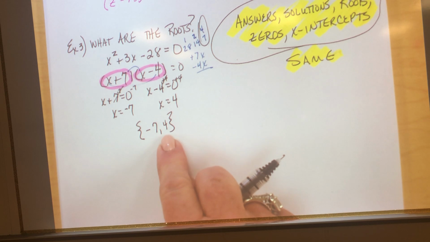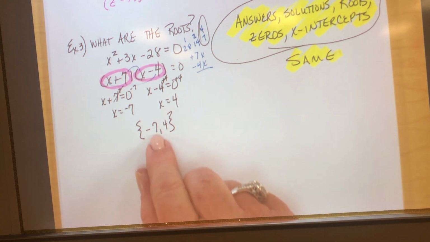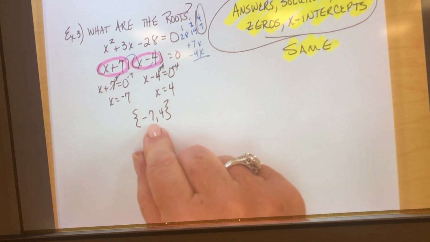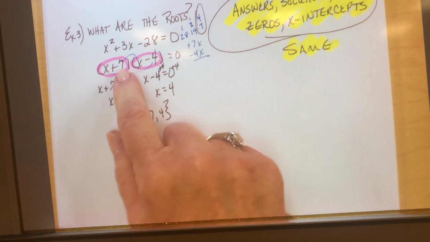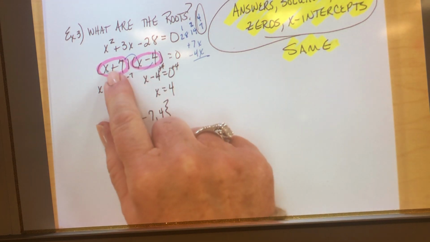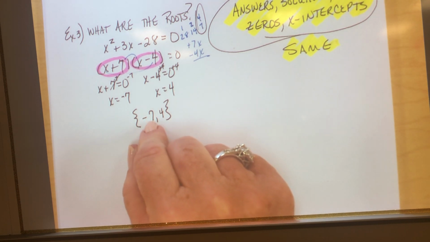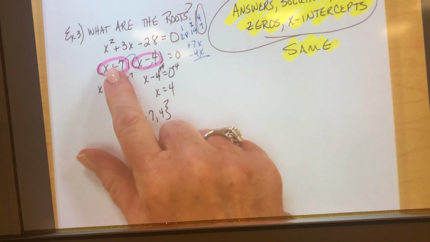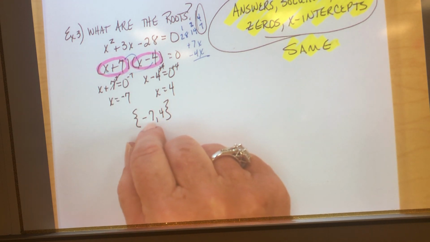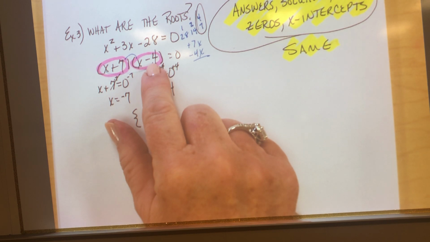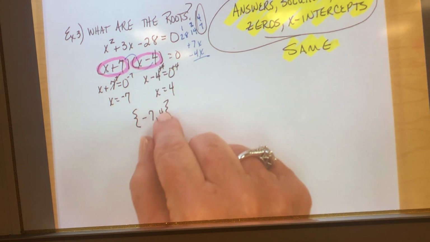Okay? Now, I want you to come back and look at some stuff. The first thing that I want you to look at is, look at this. X plus 7 is the factor. What's the root? Negative 7. It's the inverse. It's his opposite, right? He changed his sign. Okay? So x minus 4 is the factor. What's the root? 4.